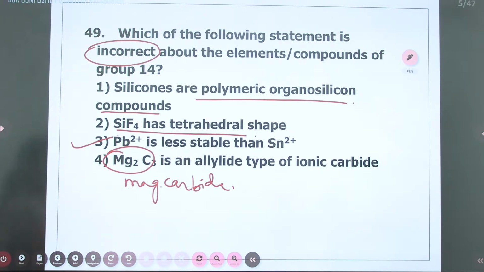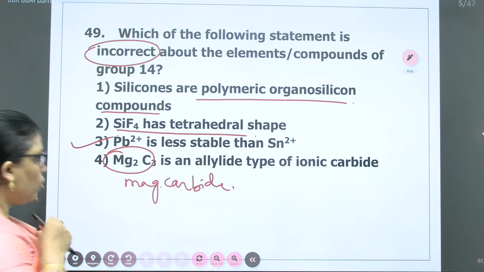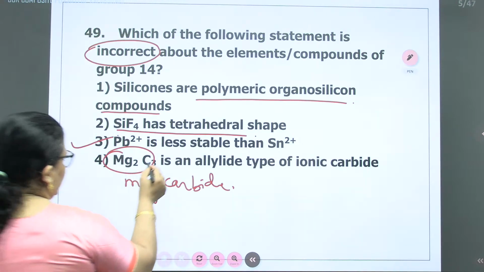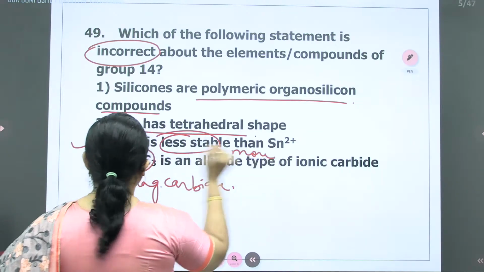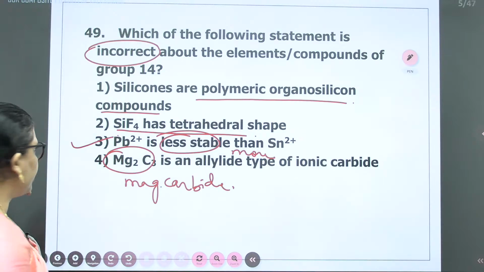We are going to write with respect to the third option, that is, Pb2+ is more stable than Sn2+. It should be more. Therefore, the wrong option is the third option.